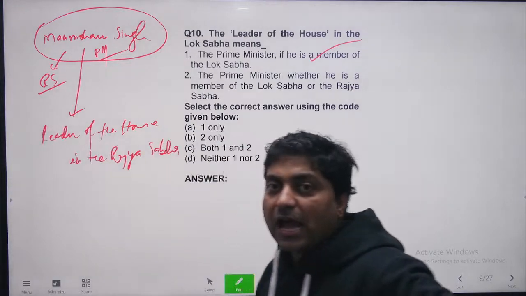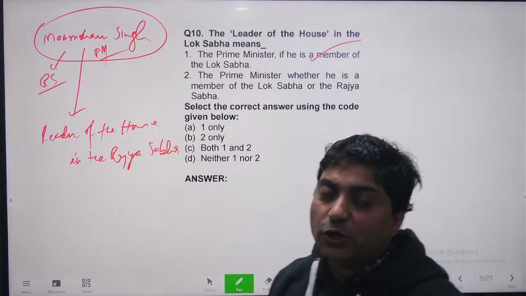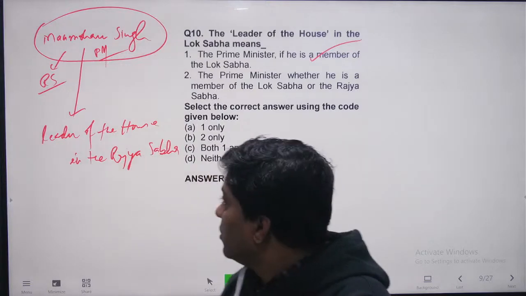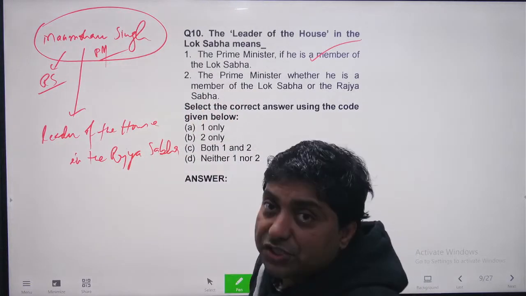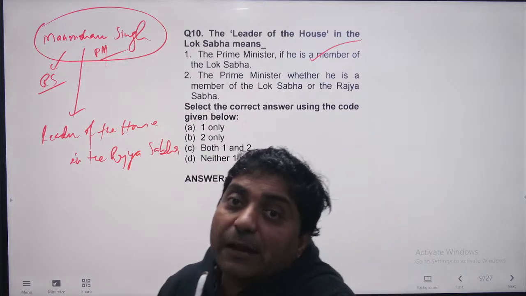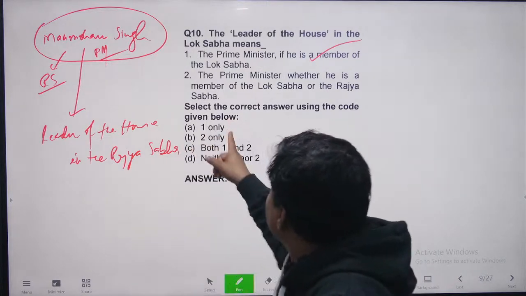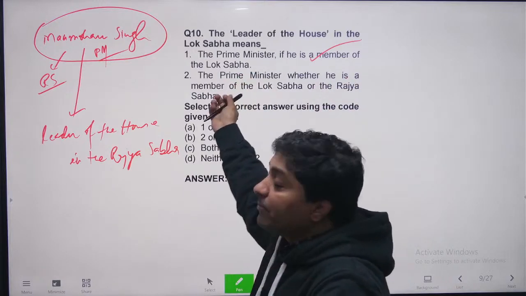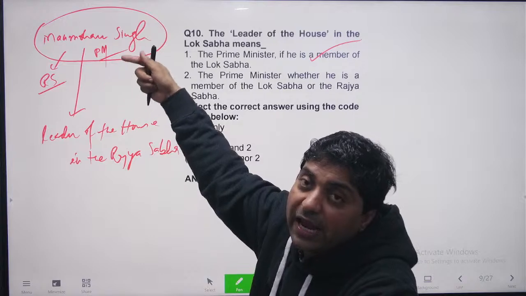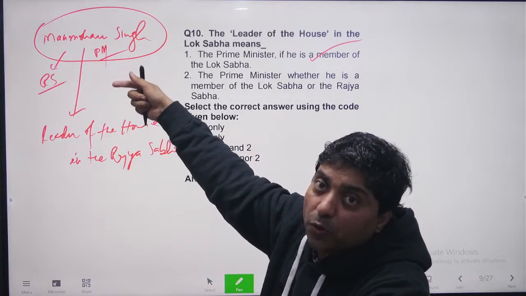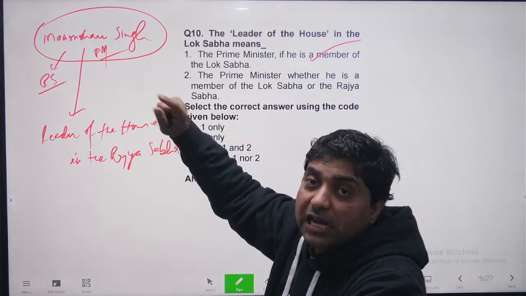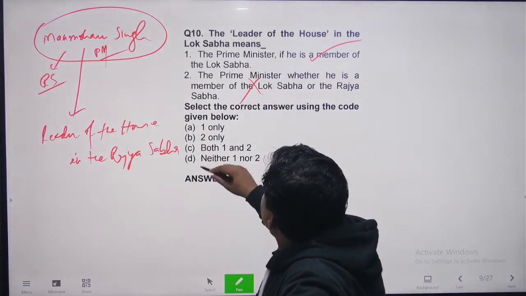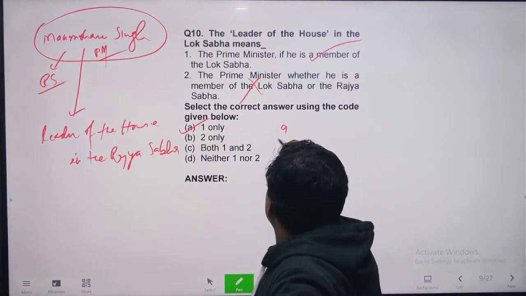Right? And any nominated minister, nominated by whom? The Prime Minister. Any minister nominated by the Prime Minister can be the leader of the House in the Lok Sabha. So, when the Prime Minister is a member of the Lok Sabha, who is the leader of the House in the Rajya Sabha? Any minister nominated by the Prime Minister can be the leader of the house in the Rajya Sabha. So this is wrong. This is correct. So the answer is A.